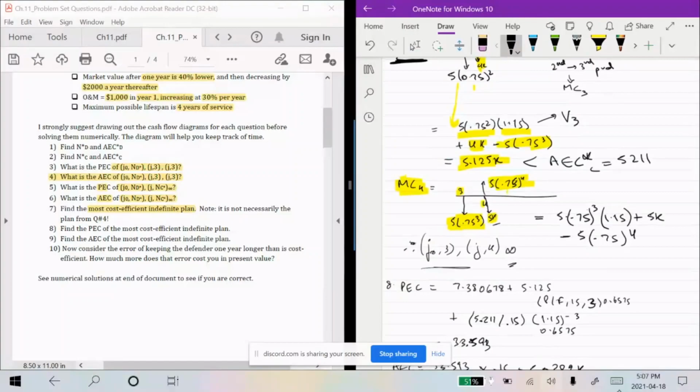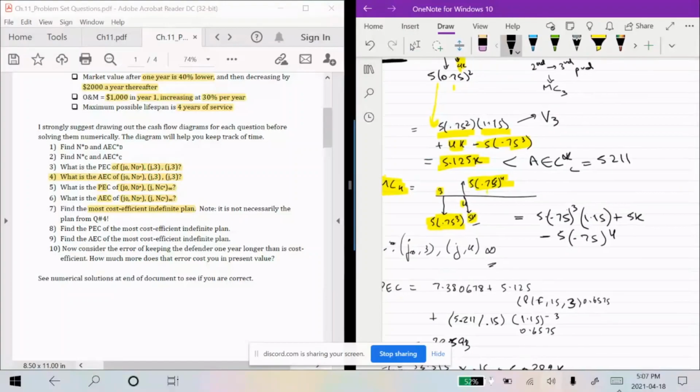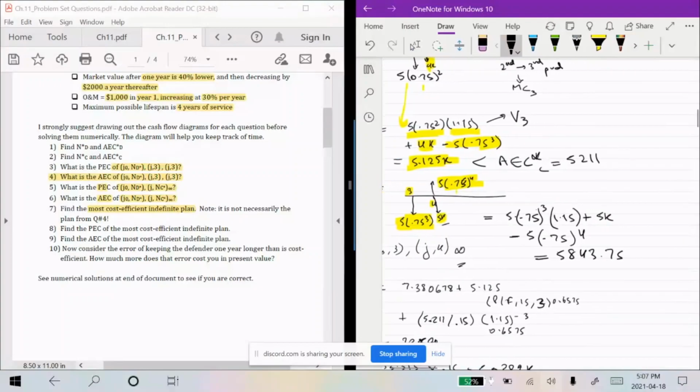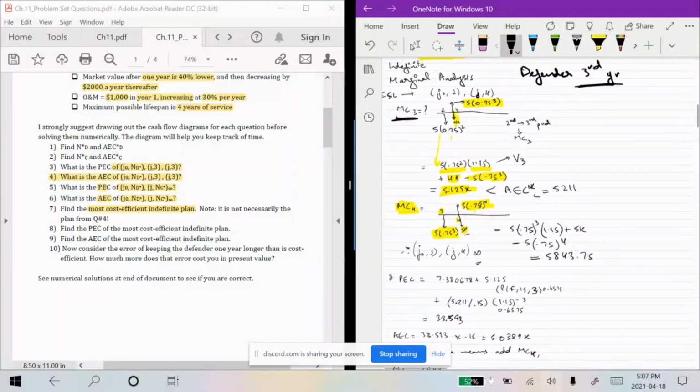You solve this and you get, wait, let me do it real quick. 5 into 0.75 cubed into 1.15 plus 5K minus 5 into 0.75 raised to the power 4. You get this as 5843.75.